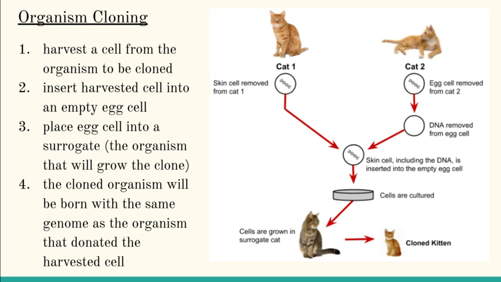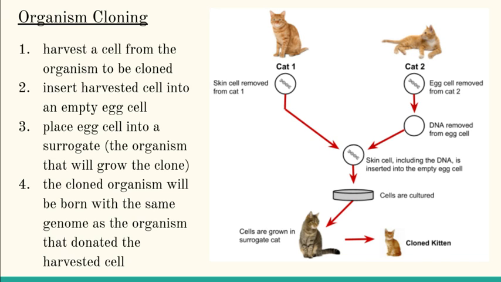So in order to do this organism cloning, here's an example. This diagram shows you, you can take the skin cell from one cat and the egg cell from another cat. With the egg cell, you take the DNA out of that one and take the DNA from cat number one, the cat you're trying to clone, put that DNA inside of the empty egg cell. And then you can put that into another cat to grow.